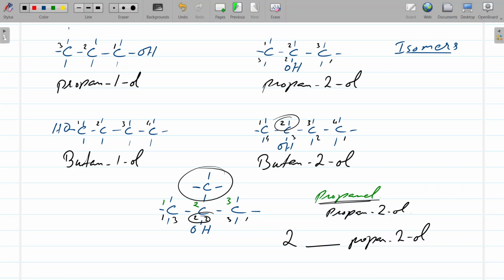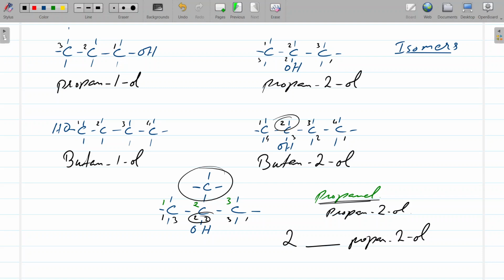It is not part of the main chain. It is not part of the propanol, like the prop part, right? It's extra, so to speak. So which carbon number is it attached to? It's attached to carbon number 2. So I put 2 over here. How many carbon atoms long is the side chain? 1 carbon atom, right?